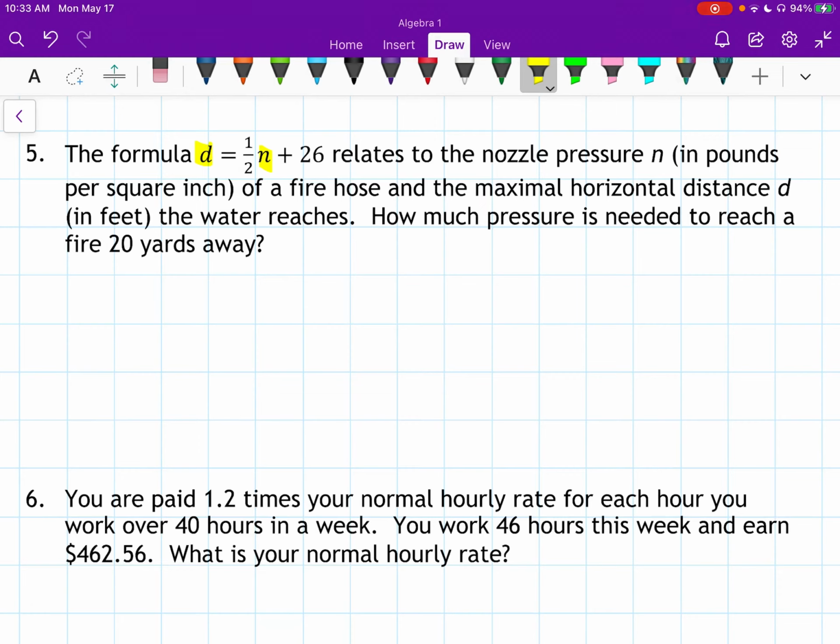So we're standing here with a fire hose. I'm not even going to try to draw a fire hose. I don't know how to do that. And then we've got our house, which is a really small house. It's even shorter than the person. And we're going to try to shoot water to it. And it is, what is this, 20 yards?